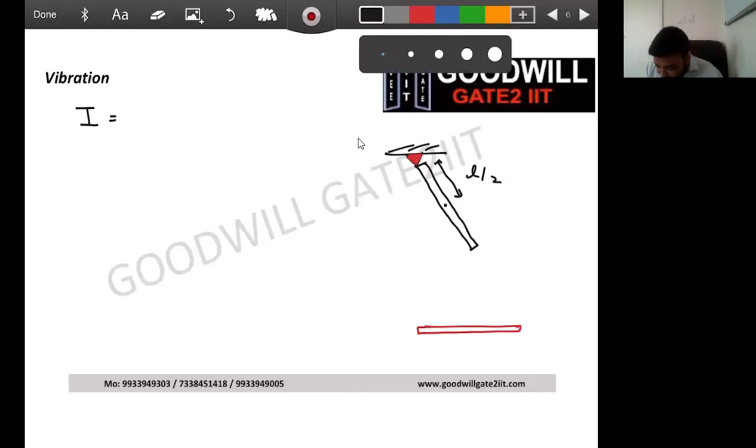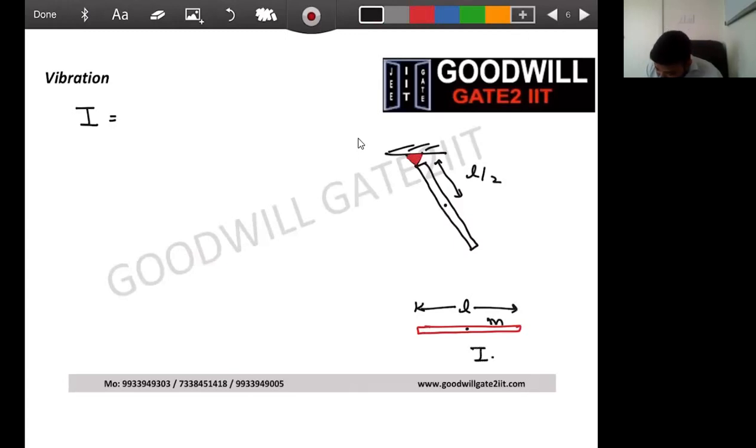When you have a rod about its own CG, a rod of length L and of mass M, its mass moment of inertia about its own CG is ml square by 12. This is the basic formula. You should remember this. There is a table for this. I have already given you this table. But I don't need it here. I need it about the hinge point.